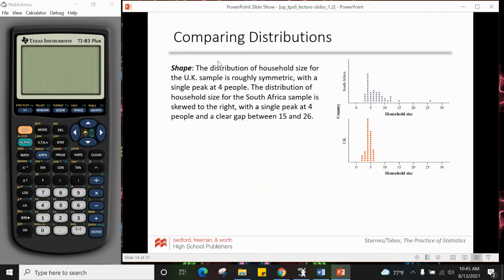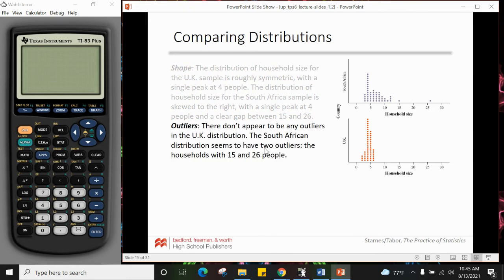So here we go. Shape. The distribution of household size for the UK sample is roughly symmetric with a single peak at 4 people, right? So direction symmetric, and then unimodal at 4 people. The distribution of household size for the South Africa sample is skewed to the right with a single peak at 4 people and a clear gap between 15 and 26. So you get that gap in because there's a gap. There's no gap for the UK, so you don't have to mention anything like that.